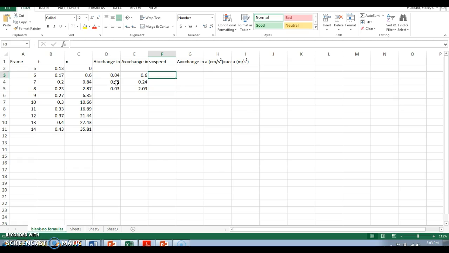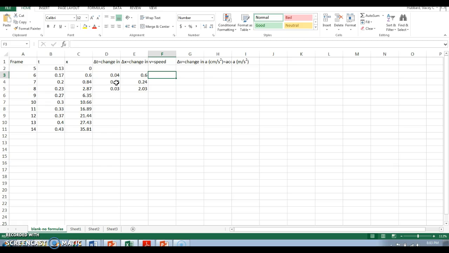Now we want speed. What is the equation of speed? Well, for speed, you want distance divided by time. So you need this column, delta x, right? Because you need how fast something's going, or how much the distance is, and how quickly it did it. So we're going to do delta x, distance, divided by the change in time. So for speed, we're going to do 0.6 divided by 0.04. And when you do that, what do you get?